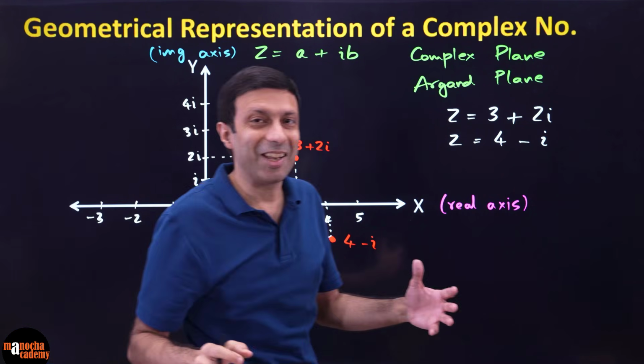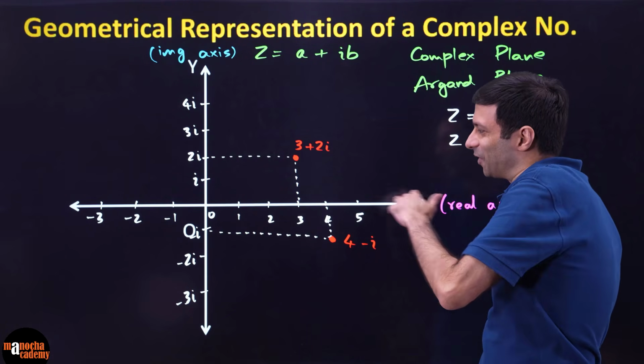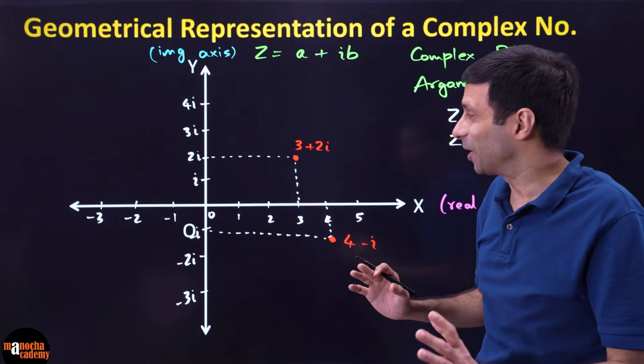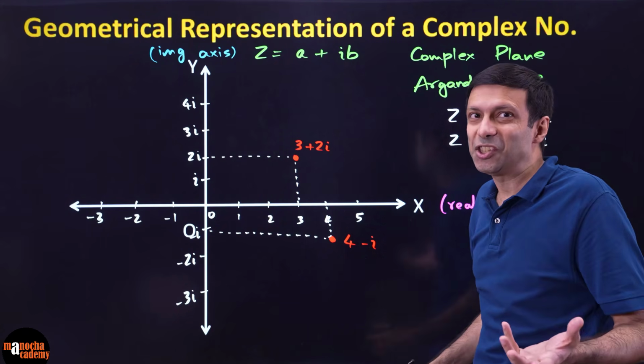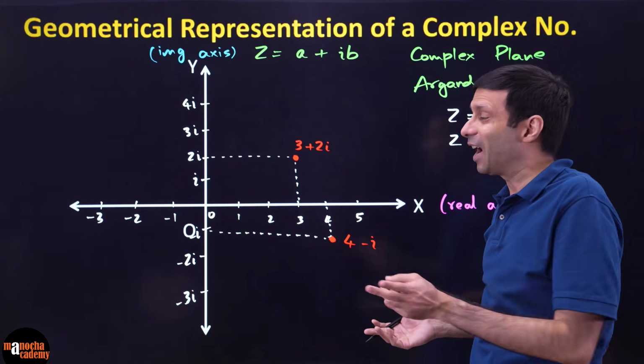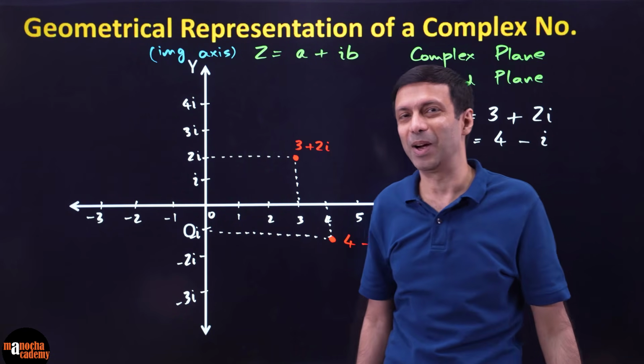So are you guys getting the idea? We have gone beyond the number line. We are now using two lines, our real axis and imaginary axis, to represent complex numbers. So this gives you the visualization that complex numbers are really two-dimensional numbers because they have two parts to it. So it always helps to keep this concept in mind.